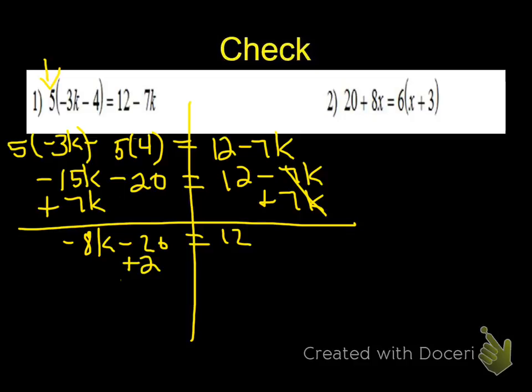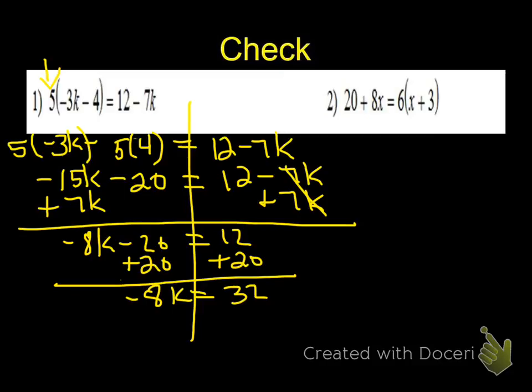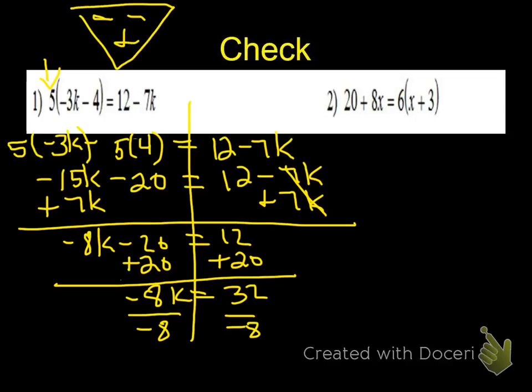Next, we need to get rid of this minus 20, and we do that by using the inverse, which is addition, and we add 20 to both sides. We get negative 8k equals 32. Negative 8k is multiplication. The inverse of multiplication is division, so we have to divide both sides by negative 8. And let's not forget our negative divided by a positive means we're going to end up with a negative answer. So we're going to get k equals negative 4 for number 1. So the answer for number 1 should have been k equals negative 4. Let's go ahead and erase this work, and then we'll do number 2.